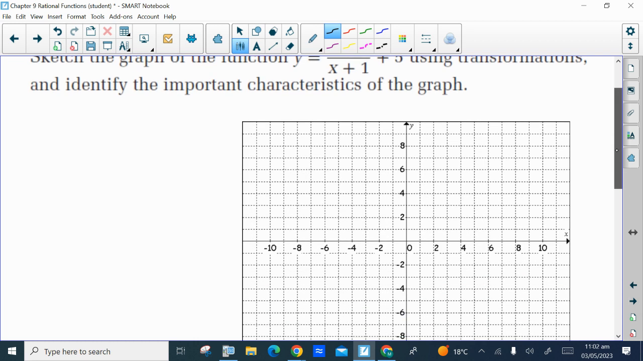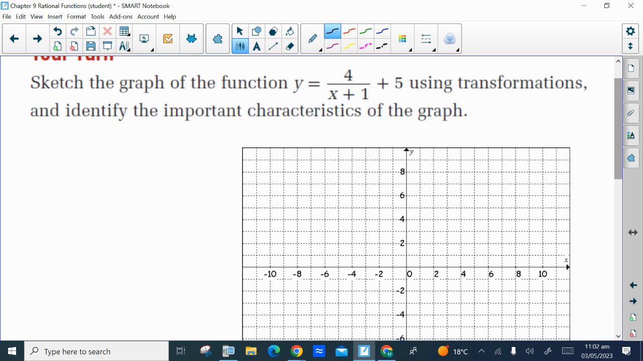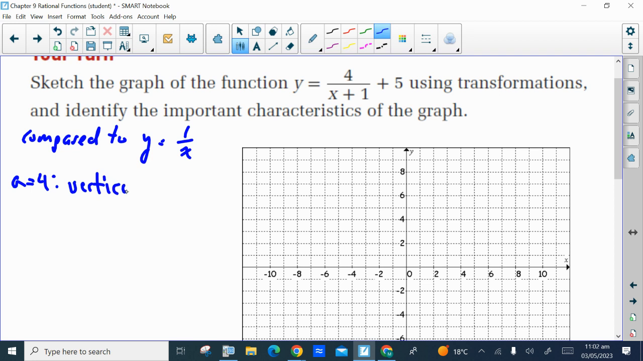Right? So on the next equation, again, this is a transformation of y equals 1 over x. We've got a value of a being 4, which again means we have a vertical stretch about the x-axis.